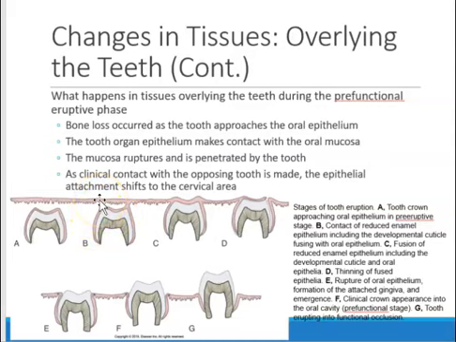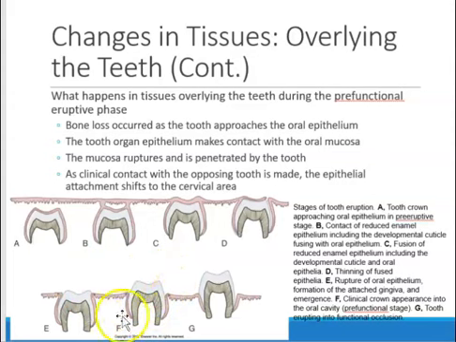It connects with the developmental cuticle and the oral epithelium. And look, it completely fuses: the reduced enamel epithelium, the developmental cuticle, and the oral epithelium all join here. You can see the oral epithelium, the outer gum, is nice and thick here, but it gets thinned out. Then rupture happens. The epithelium ruptures, and now we can start to see the clinical crown starting to appear.